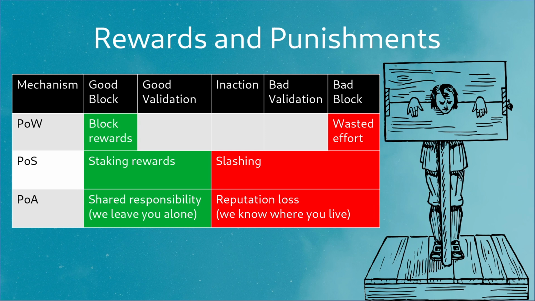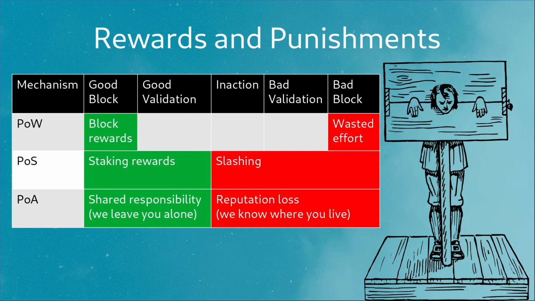But with proof of work, if you validate a block correctly or incorrectly, or if you don't do anything, there are no rewards or punishments. This is different with proof of stake or proof of authority. So in proof of stake, if you add a good block, you're rewarded. If you add a bad block, you're punished.